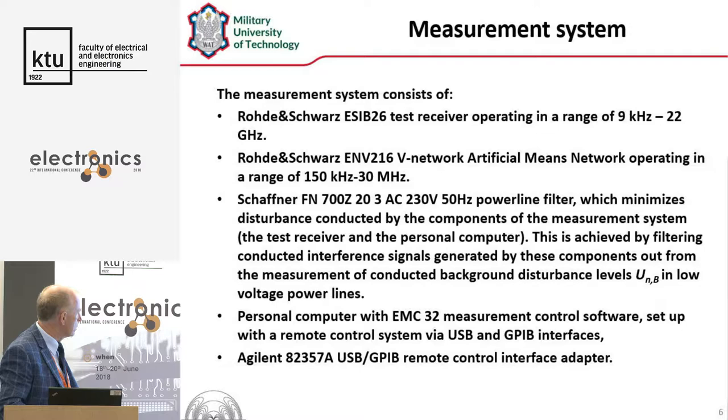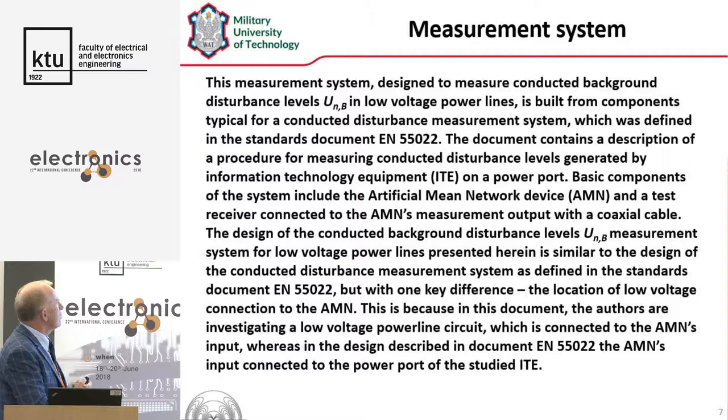The measurement system designed to measure conducted background disturbance levels in low voltage power lines is built from components typical for a conducted disturbance measurement system, which was defined in the standard 55022, the standard for the EMC of information technology equipment. This document contains a description of procedures for measuring conducted disturbance levels generated by information technology equipment at a power port. Basic components of the system include an artificial mains network and the test receiver, which is connected to the artificial mains network measurement output with a coaxial cable.